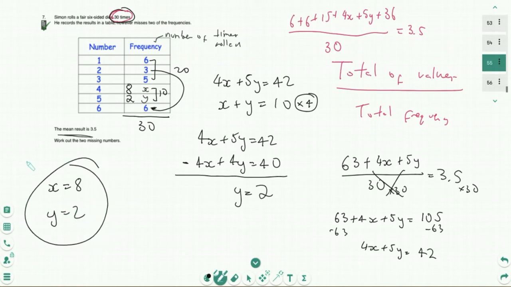And that is our answer, okay guys? I was given the mean, so I thought, how do I find the mean? Well, I find the total of all the values by multiplying each row together and adding them up.